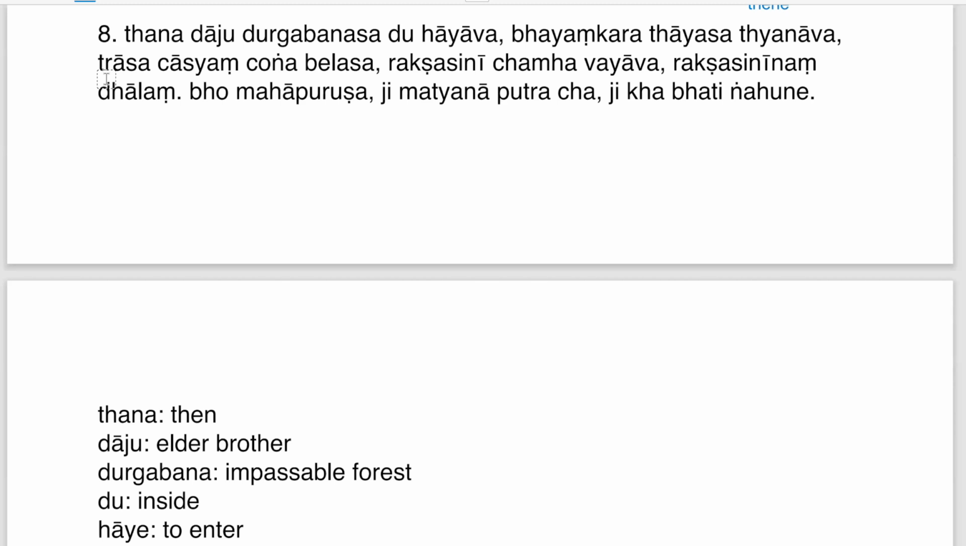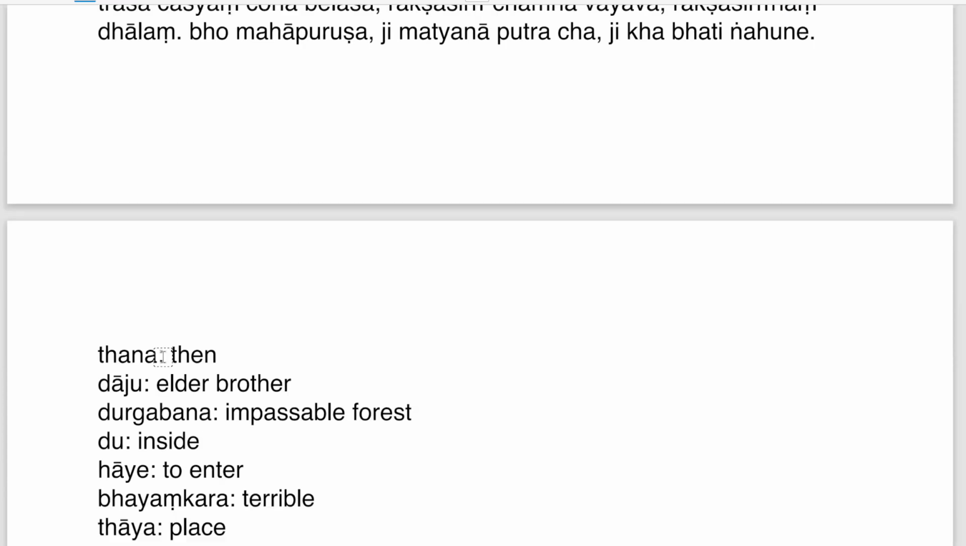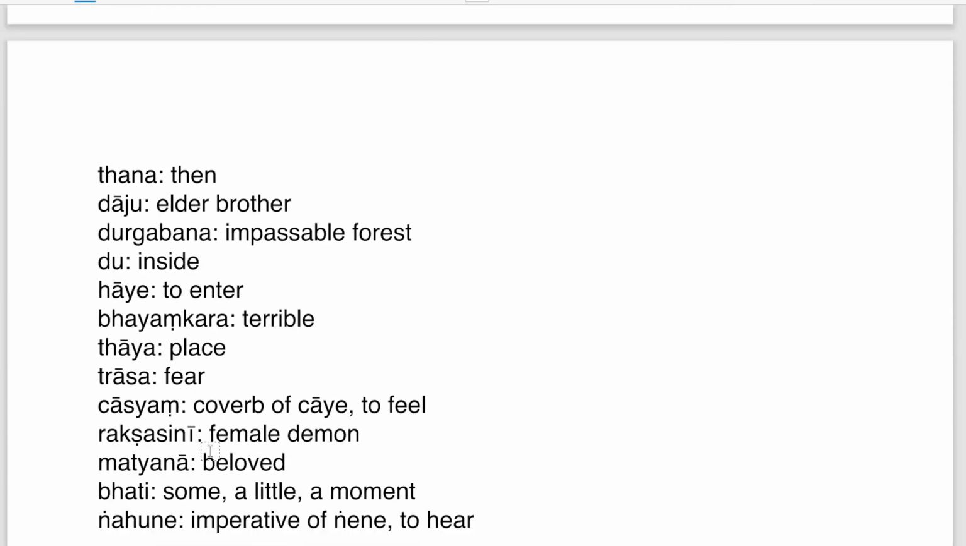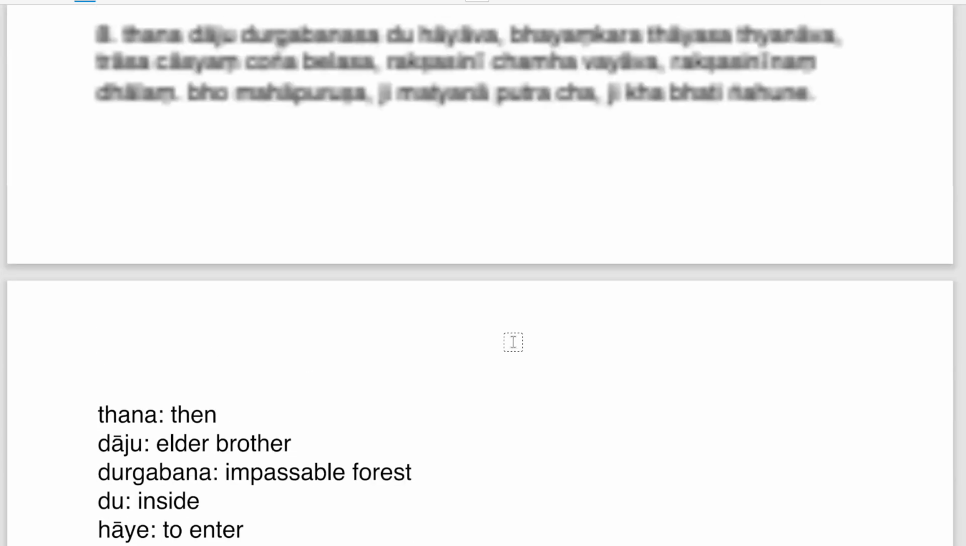So at this time he felt fear. It's a kind of feeling, at the time of feeling very afraid. And then here comes Rakshasini. Rakshasini is a female demon. So Rakshas is the male one, and Rakshasini is the female one.